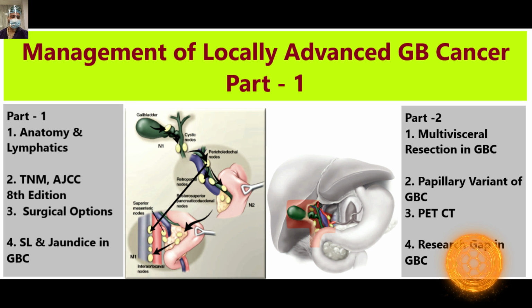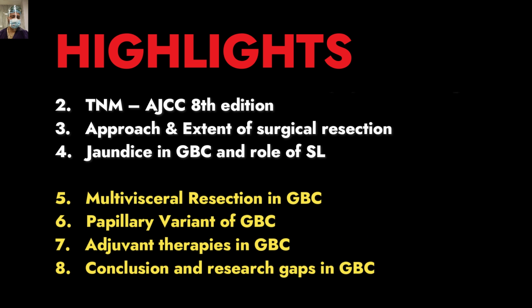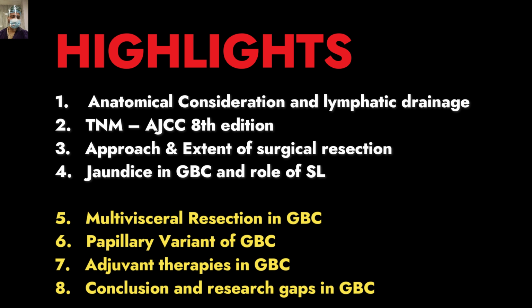We have divided this video in two parts to keep the video length short, otherwise you will get bored. In the first part, we will cover the definition of locally advanced gallbladder cancer, the anatomy, lymphatics, the TNM, the latest AJCC edition, what are surgical options, then the staging laparoscopy and jaundice in gallbladder cancer. The second part will be multivisceral resection in gallbladder cancer, then the papillary variant, then PET-CT and research gap in gallbladder cancer. So these first four are the issues that we will cover in the first part, and 5, 6, 7, 8 will be covered in the second part.